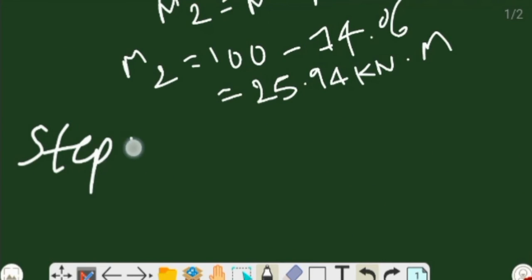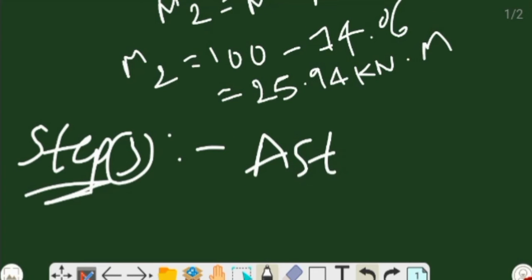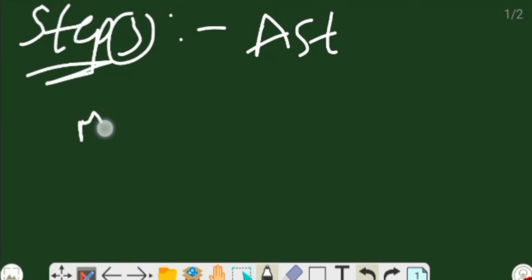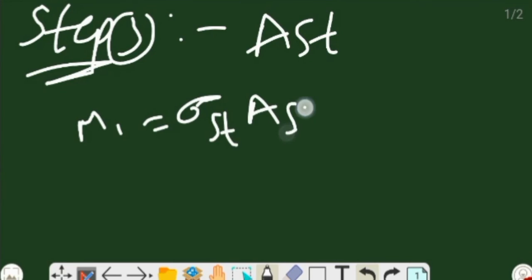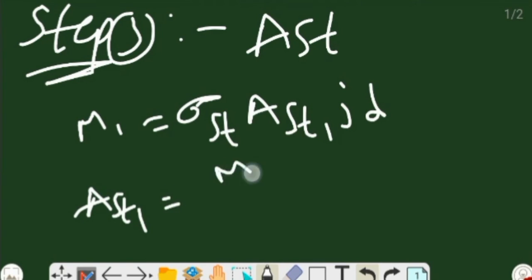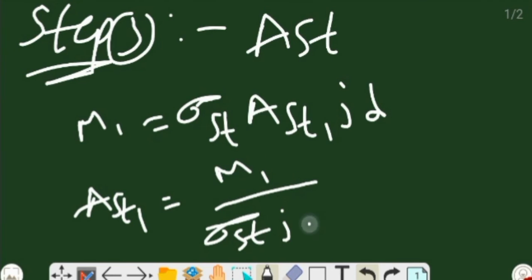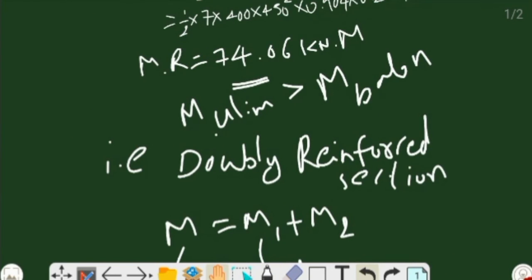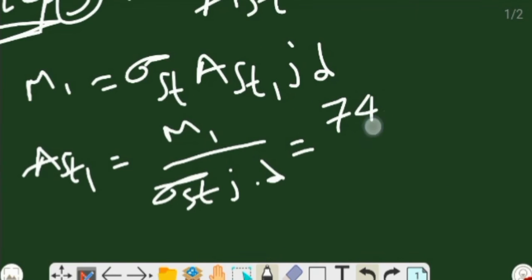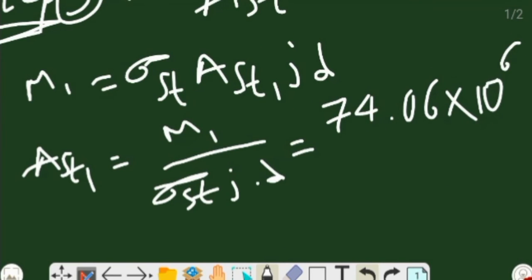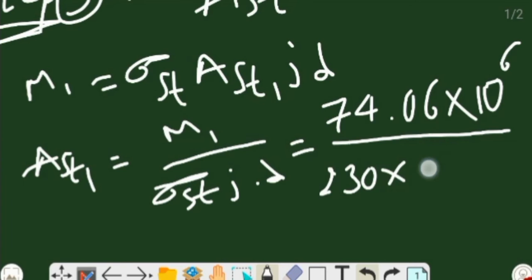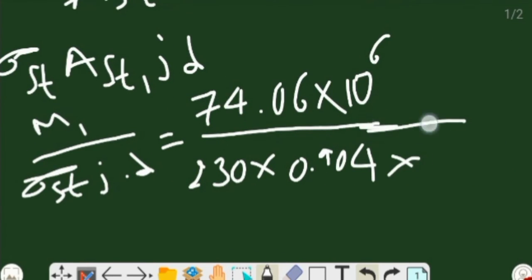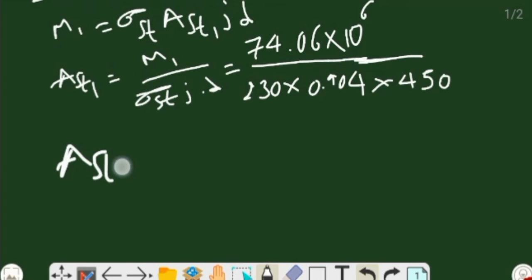And the next step is to calculate the area of tension reinforcement. M1 equal to sigma st into AST1 into J into D. From this, AST1 equal to M1 by sigma st into J into D. AST1 equal to M1, which is 74.06 into 10 to the power of 6, by sigma st, which is 230, into J, which is 0.904, into effective depth, which is 450 mm. Then we get AST1 equal to 791.543 mm square.